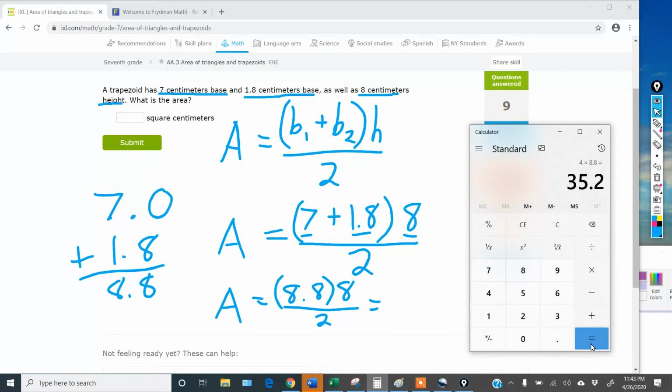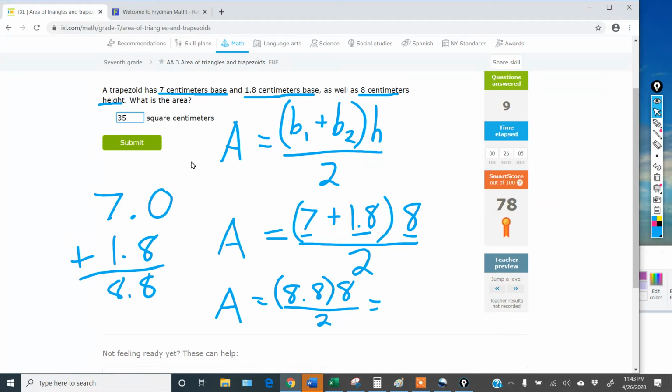That is 35.2. And just to show you that that does work, I'll do it the other way: 8.8 times 8 first and then divide by 2, and you'll see that we get the same answer. So 8.8 times 8, and then take this answer and divide that by 2, and we get the same thing we got last time, which is 35.2. So the area there is 35.2 square centimeters.